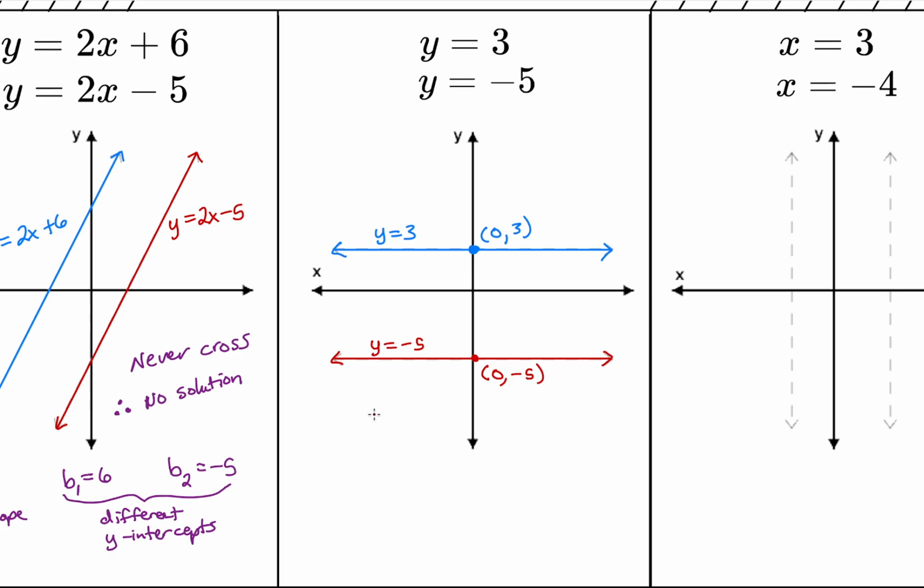A couple other things: because both of these lines are horizontal, our slope is 0. Horizontal lines have a slope of 0. The y-intercepts are 3 and negative 5. Since we have the same slopes and different y-intercepts, we have parallel lines. The other thing about horizontal lines is they are parallel to the x-axis.